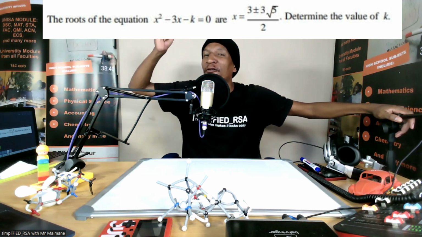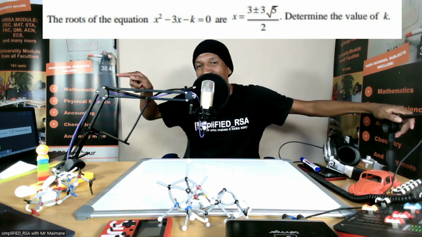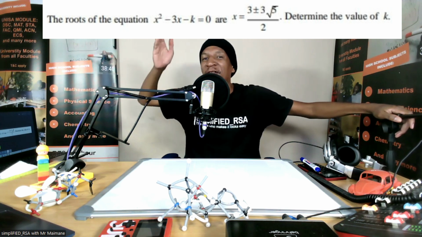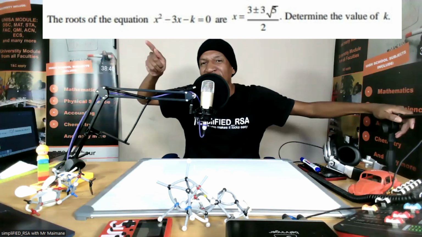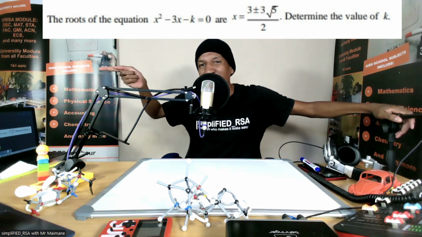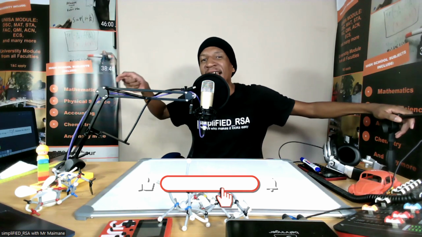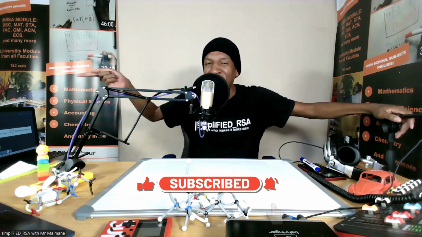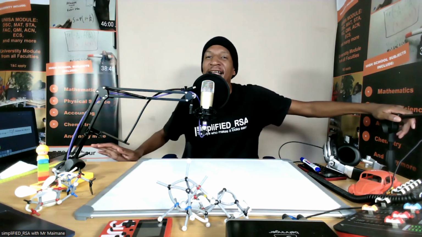When we look at the nature of roots, we normally analyze the discriminant: if it's greater than 0, if it's equal to 0, or if it's less than 0. If the discriminant is greater than 0, we have real and unequal roots. If the discriminant is equal to 0, we have real and equal roots. And if the discriminant is less than 0, we have no real roots. Let me explain what I'm saying properly.